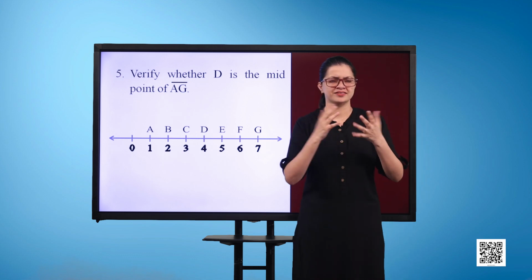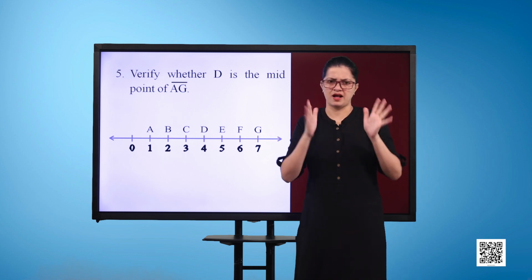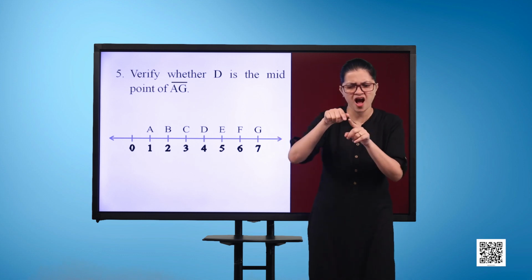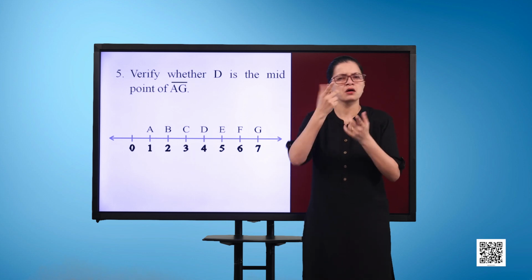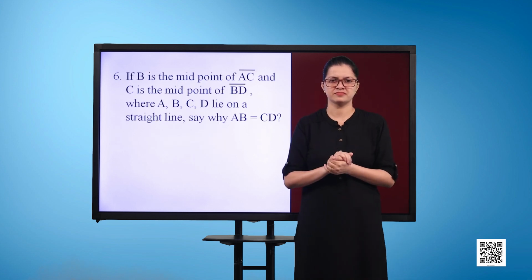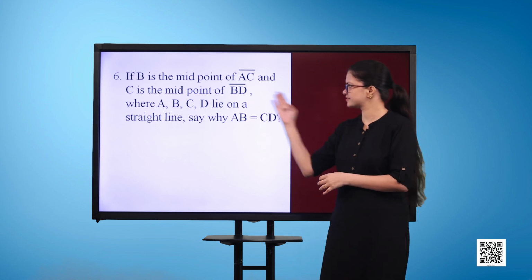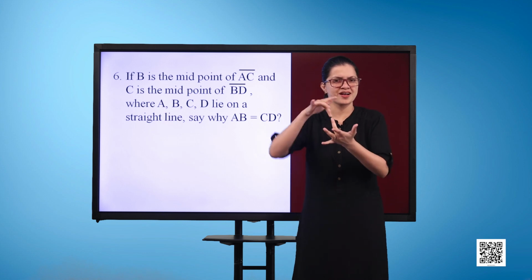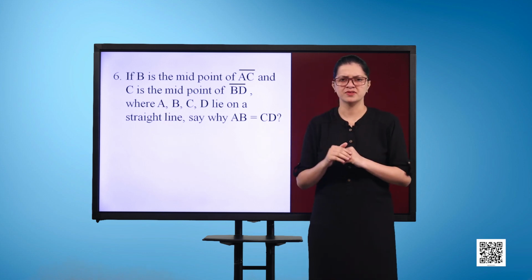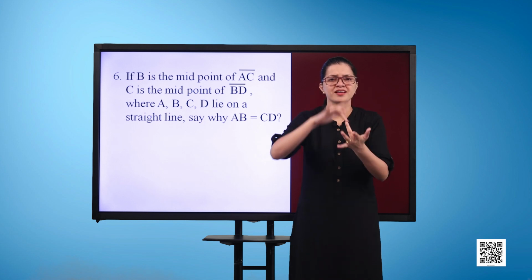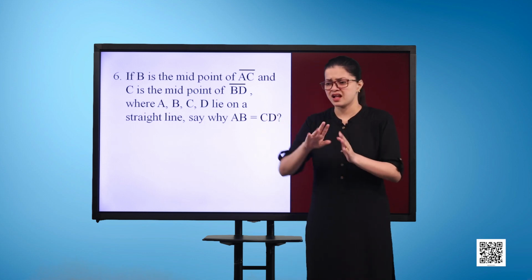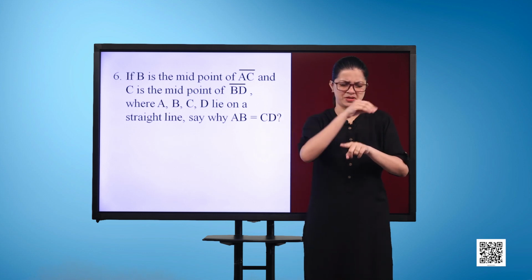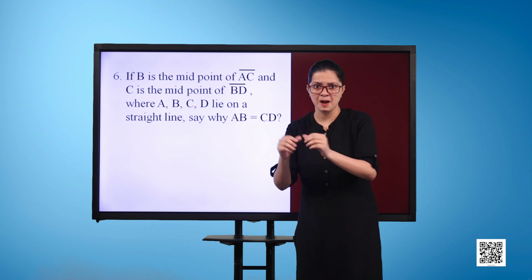5. Verify whether D is the midpoint of segment AG. We have the segment AG shown here, and we have some other points marked by B, C, D, E, and F. 6. If B is the midpoint of segment AC and C is the midpoint of segment BD, where ABCD lie on a straight line, say why AB is equal to CD.